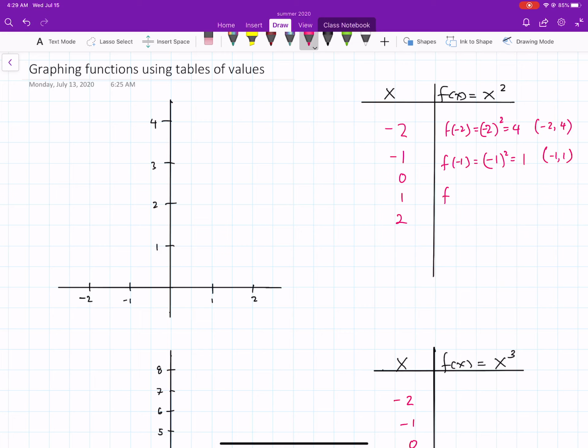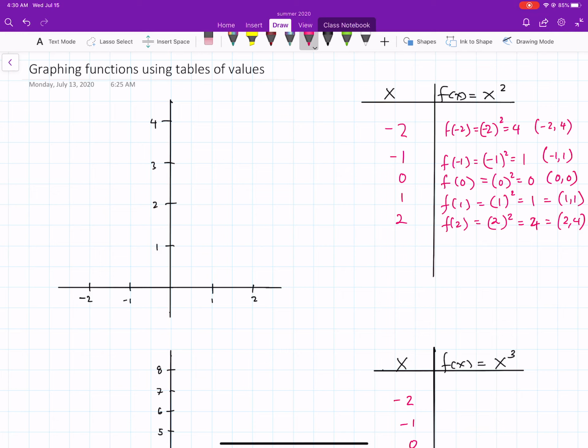And then f of 0, got to keep up with the same. So you get 0. So you have 0, 0. And then when it's at 1, you have 1 squared is 1. So you have 1, 1. And then when it's at 2, you're doing f of 2 is 2 squared is 4. So you have 2, 4. And remember, these are not lines, all right? These are not linear functions.